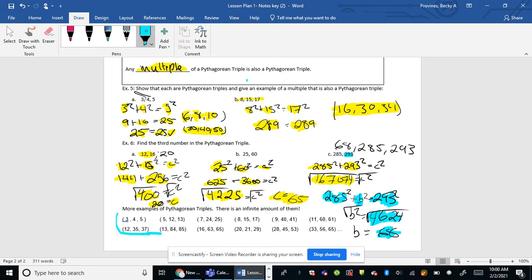Down here below is just a list of Pythagorean triples. Notice it says there are an infinite amount of them. That's true. This list goes on forever. These are some more iconic ones you're going to see, such as 3, 4, 5, 5, 12, 13, 7, 24, 25, 8, 15, 17, 9, 40, and 41. There's a bunch of them. This is just a useful tool that might help out on either your online assignment or preparing for your unit test.